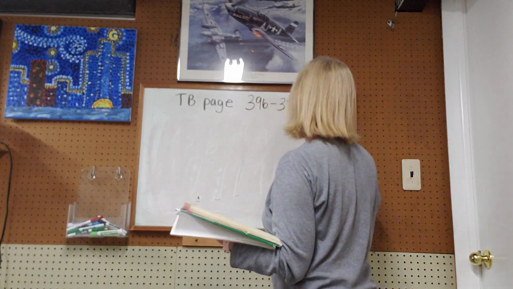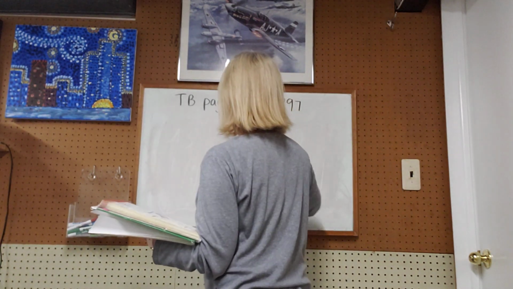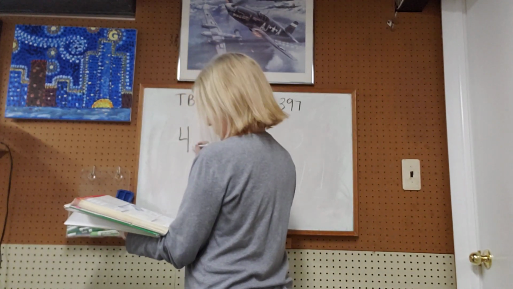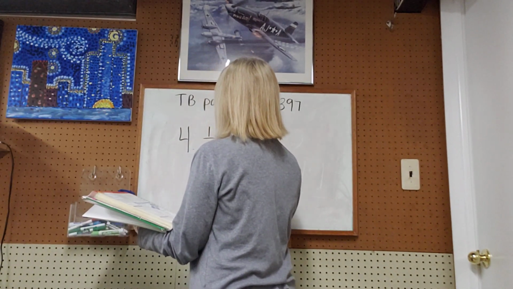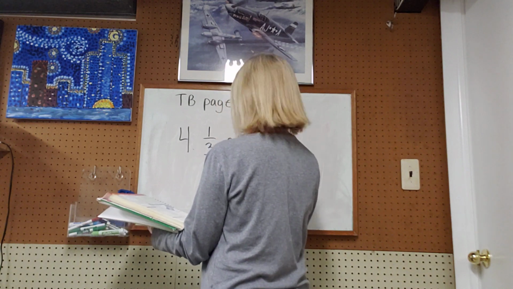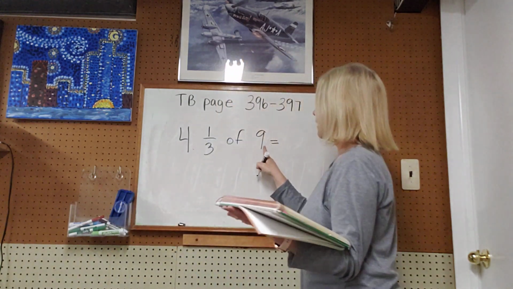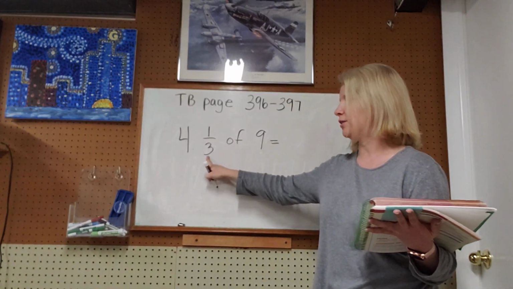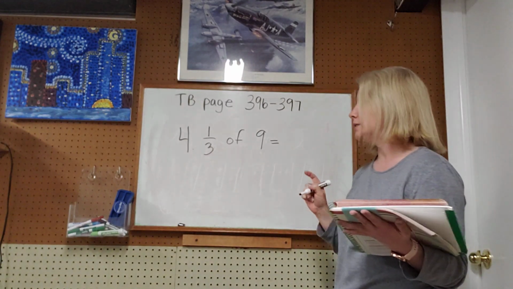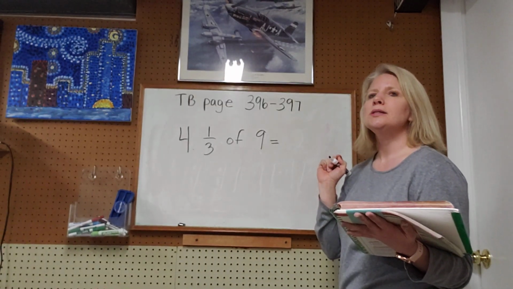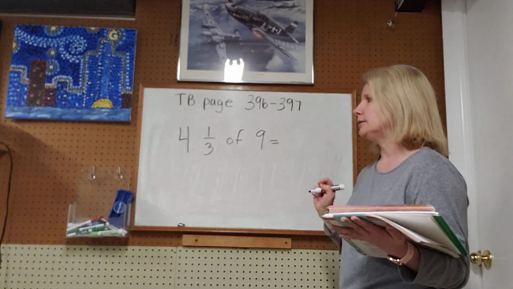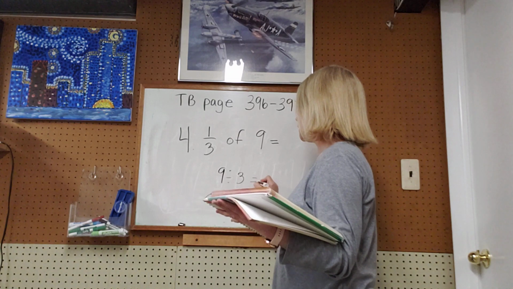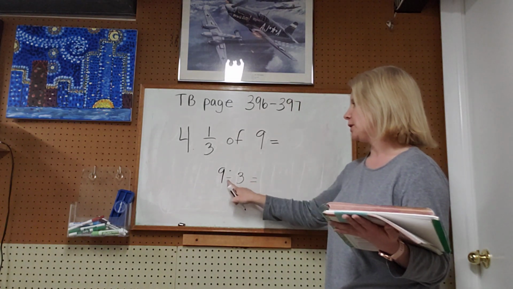Okay, number 4. One third of 9. You have 9, you want to put it in 3 groups. So 9 divided by 3. So what, in your mind, you think, what times 3 gets me 9? 9 divided by 3 equals what? What times 3 equals 9?